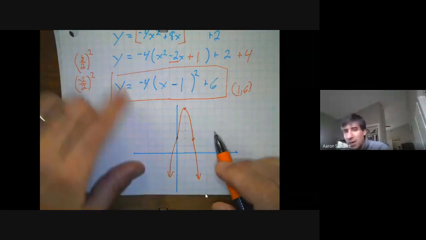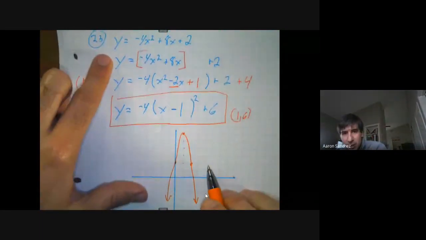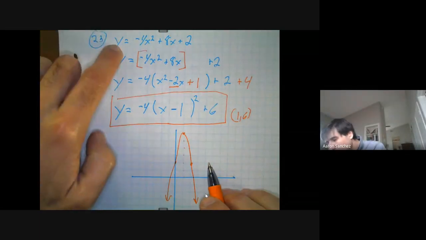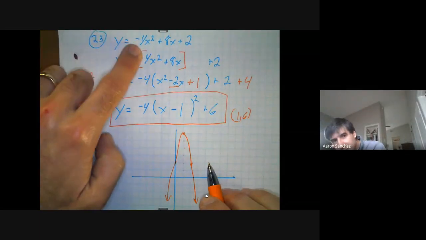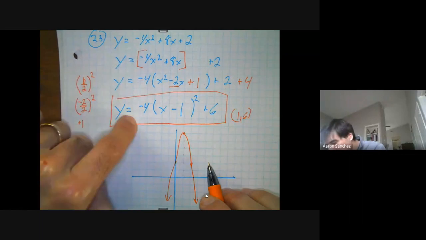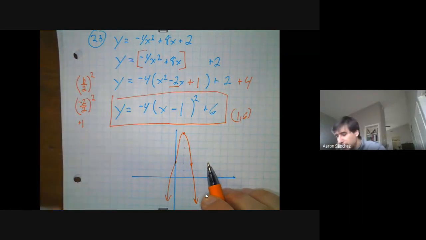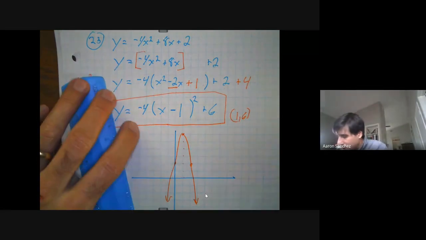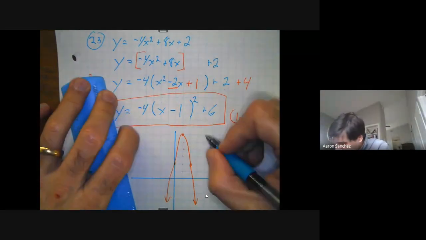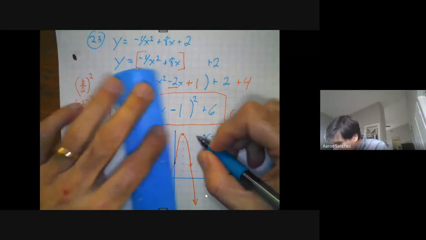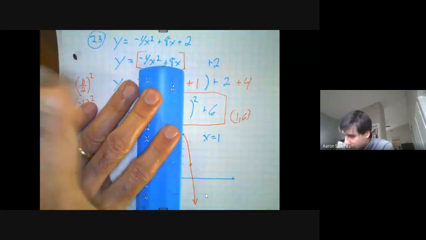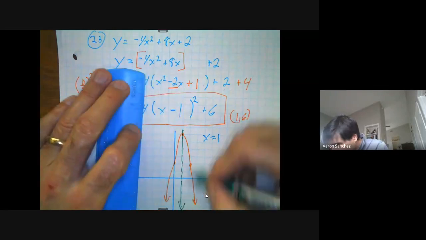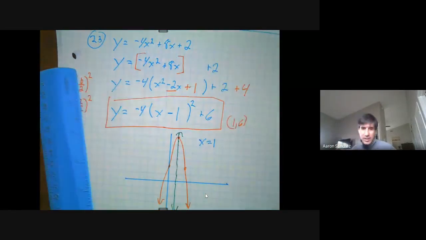So anyway, this is how you graph it. Everything that we did was graphing it by going from standard form and putting it into vertex form. I think it asks for the line of symmetry too. So the line of symmetry is going to be x equals 1. Should do it in green. Anyway, that's that.